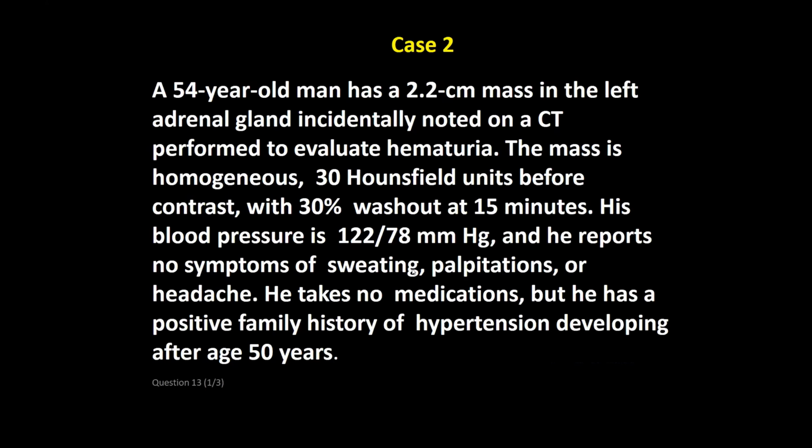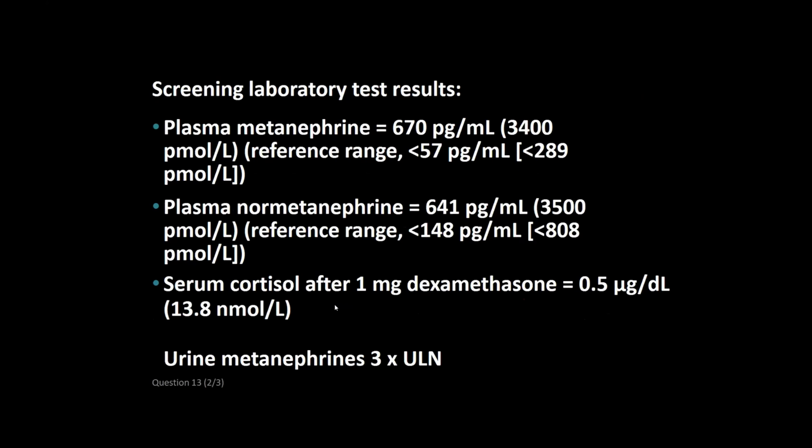Great. So case 2 is a 54-year-old man. He's got a 2.2 centimeter mass in the left adrenal gland, which was incidentally found on a CAT scan, so classic incidentaloma. And the CAT scan had been done to evaluate him for hematuria. It's homogeneous. It's actually 30 Hounsfield units with 30% washout at 15 minutes. So quite high on the Hounsfield units. His blood pressure is 122/78. He's not getting symptoms of sweating, palpitations, or headaches. He's not on any medications, but there's a positive family history of hypertension developing after age 50 years.